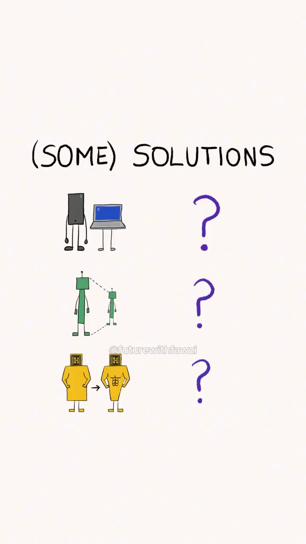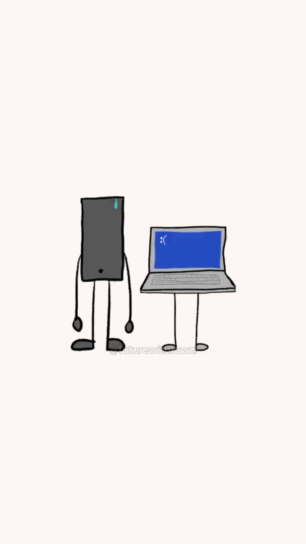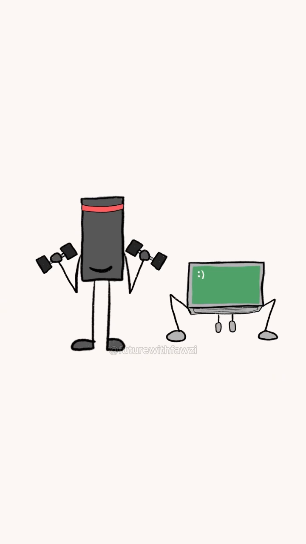Thankfully, some solutions are starting to emerge to make AI more energy efficient. And here are 3 you should know about. First, we could run AI on our personal devices instead of data centers because they've been getting more powerful hardware. This is called Edge AI, and we're already seeing signs of it.